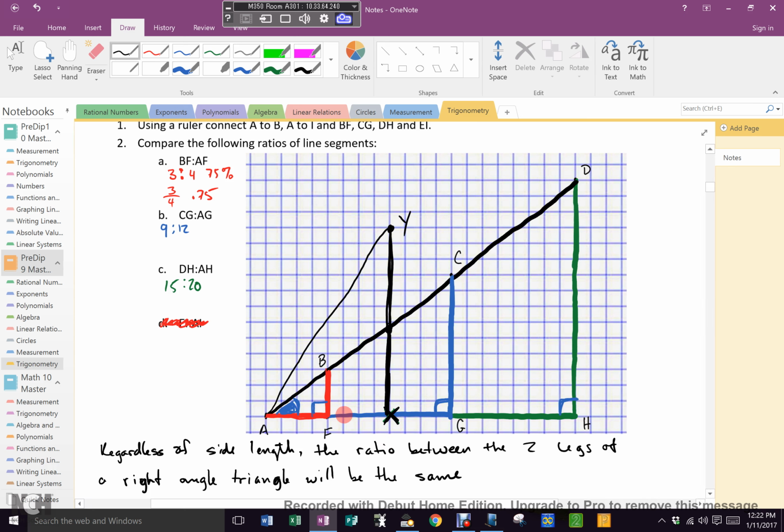But if I compared this and this to Q and R, what would I get? QR and AQ would be the same as AX and YX. Do you understand? The angle will change what that ratio is, but regardless of the size of the triangle, every angle will give you the same ratio, regardless of how big the triangle is. Are you all cool with that? Okay? And that makes sense, right?